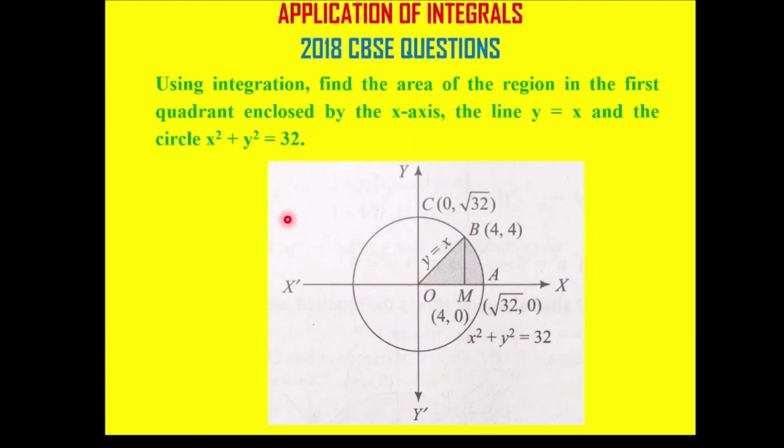Next question is this one. Using integration, find the area of the region in the first quadrant enclosed by the x axis, the line and the circle. So this is the circle, this is the line and this is the x axis. Here also you have to do the same.